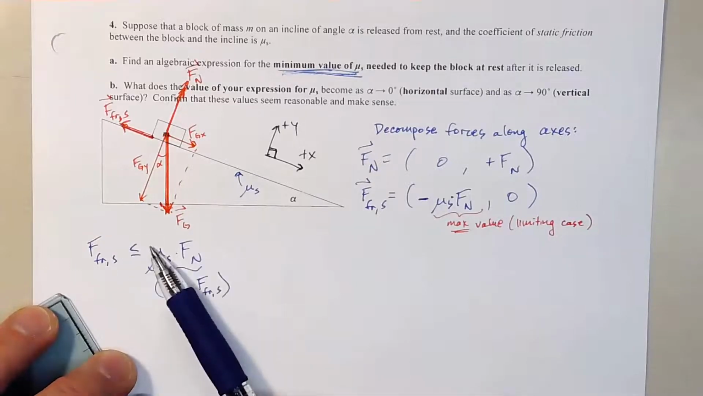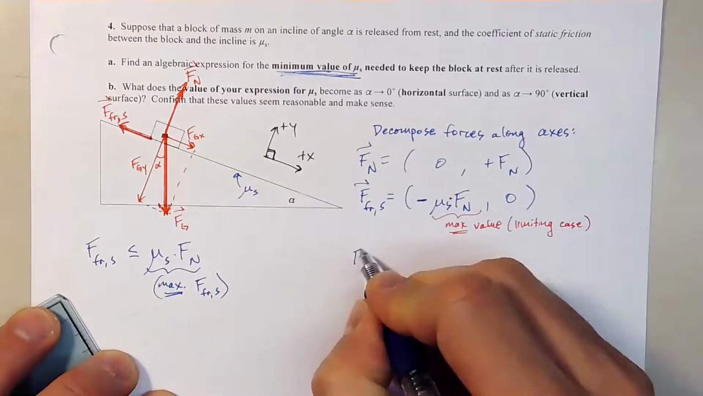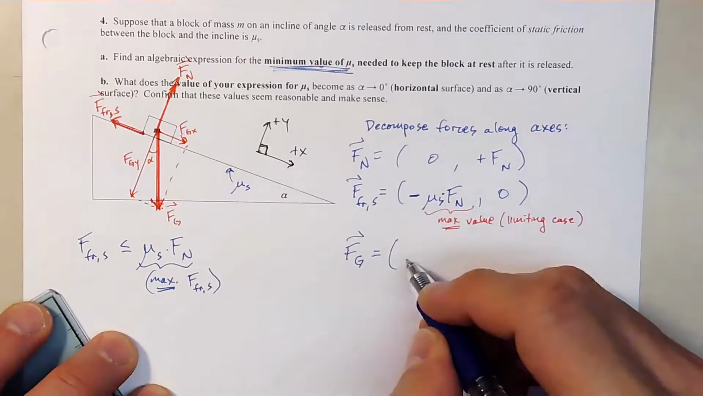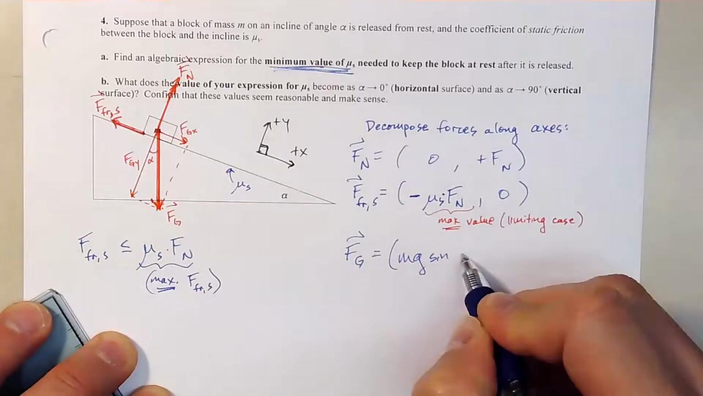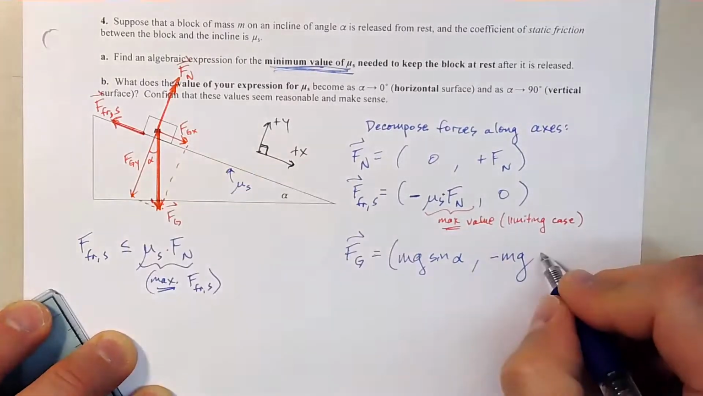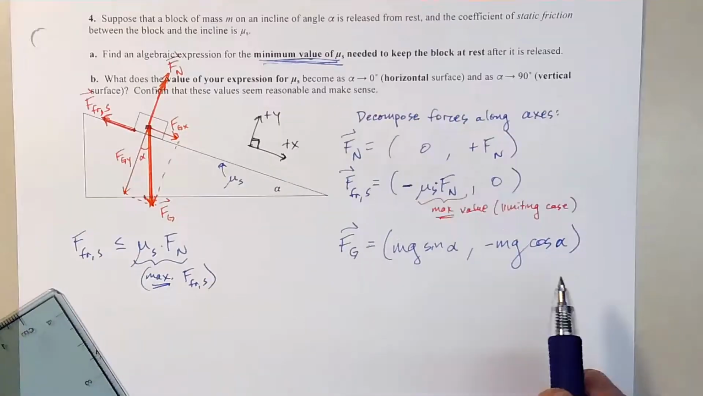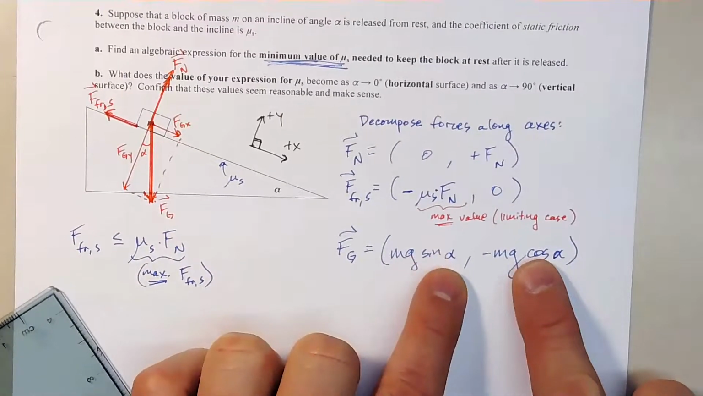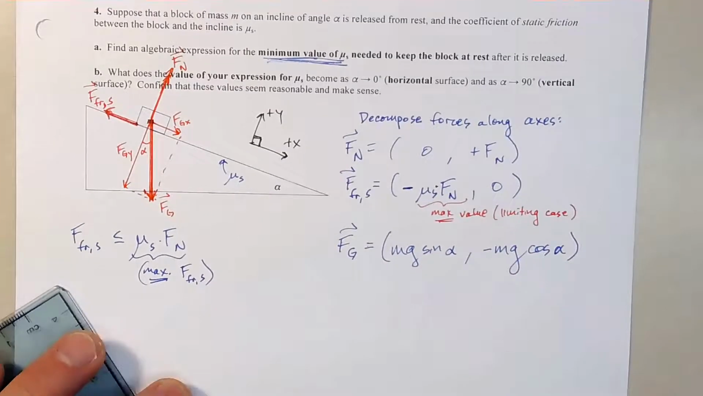You take the equality, the situation where this is exactly equal, and then finally we have the weight. And as we showed earlier in this lecture, you can show that the weight has a downhill x component of mg sine alpha, and a y component of negative mg cosine alpha. And again, I know it looks backwards with the sine alpha in the x position and the cosine alpha in the y position. But remember, alpha is not the trigonometric direction, so this is fine, and you can prove it to yourself separately.